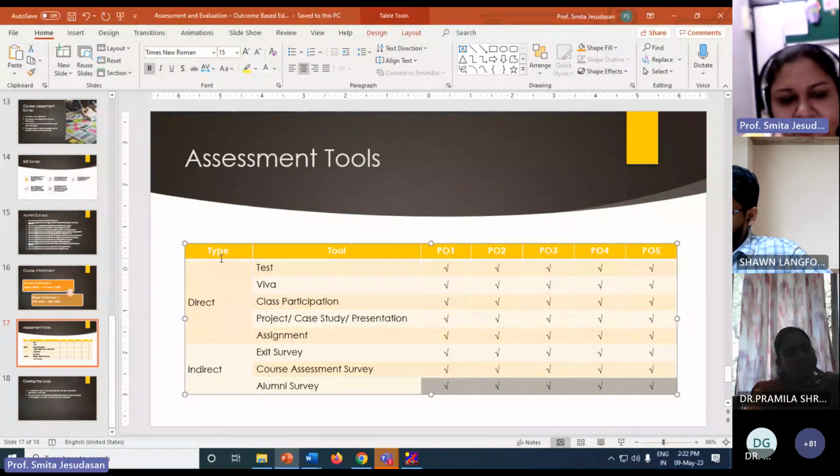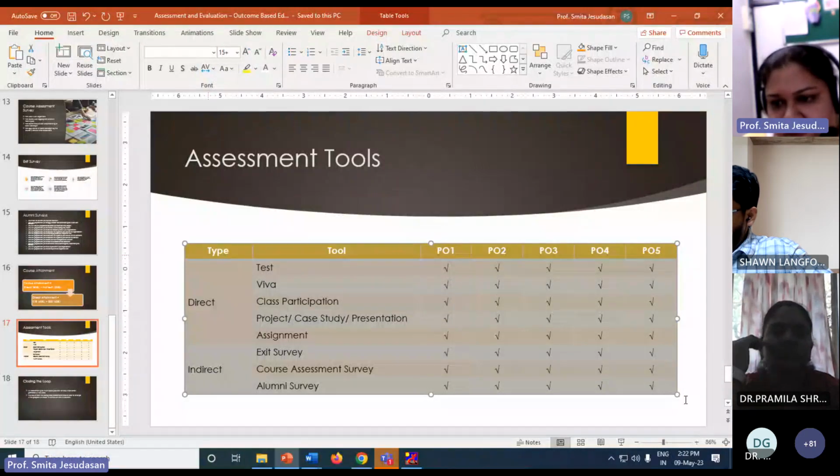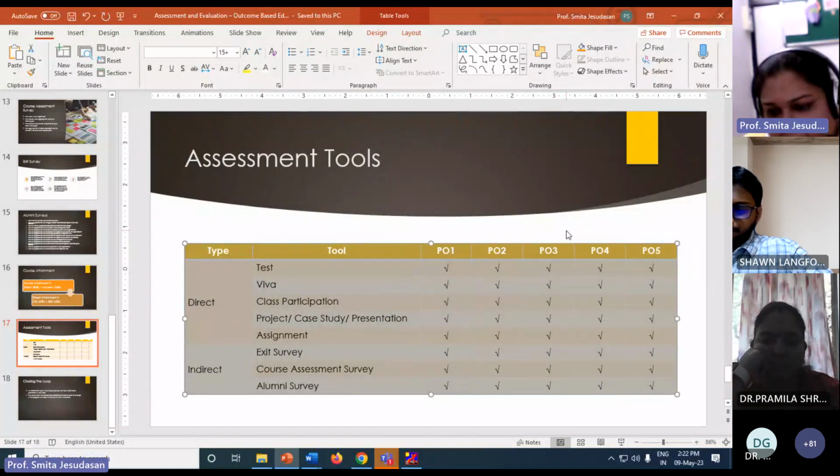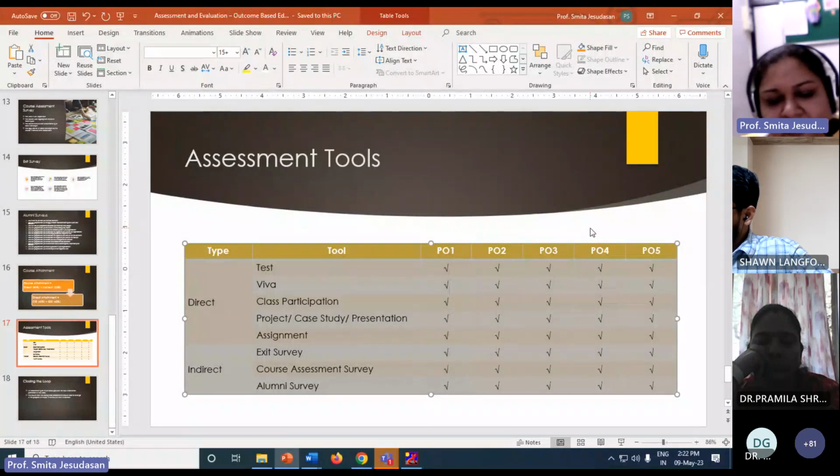So this will help us for rubrics, one thing, and second, when we are doing the filing for NBA, there is a file to be prepared, a P file, that is rubrics for validating the program outcomes. So this will help us in the preparation of that file.